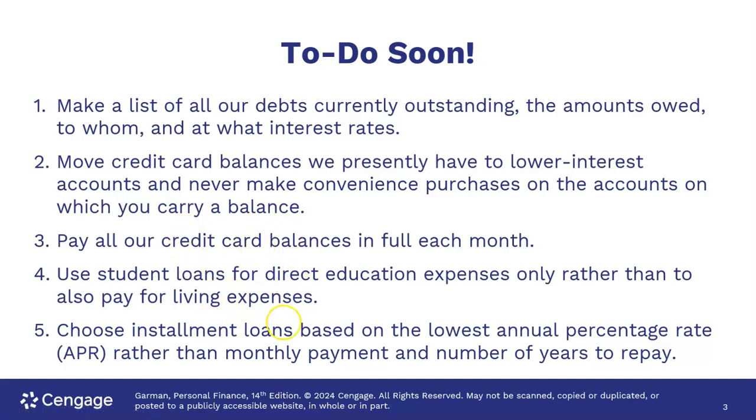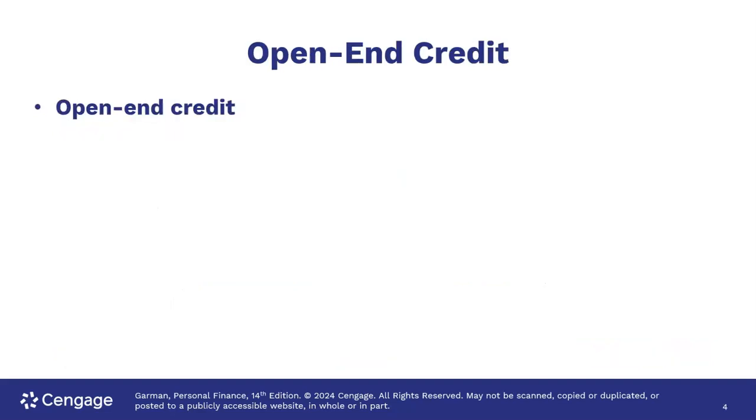Choose installment loans based on the lowest annual percentage rate, or APR, rather than monthly payment or number of years to repay. One of the worst mistakes car buyers make, for example, is going in to the dealer and telling them how much payment you can afford. They'll find something, but it most likely won't be desirable, and you'll end up paying a considerably larger amount of interest, and you likely get a lesser vehicle.